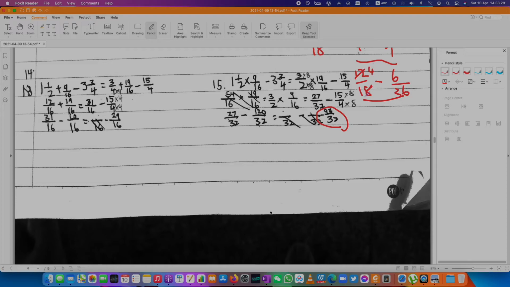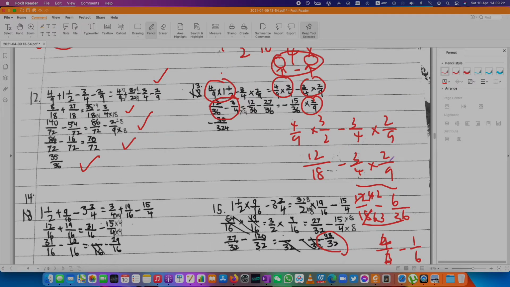Hold on. What's your answer? Can you redo this question somewhere else? Copy the question, do it here another time. Copy the question only. Don't look at your solution, just redo it. One and a half is 3/2.